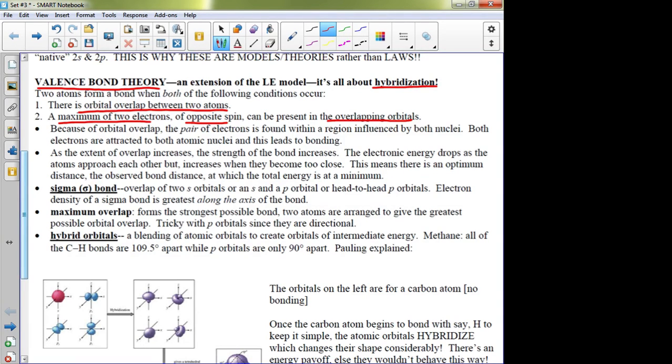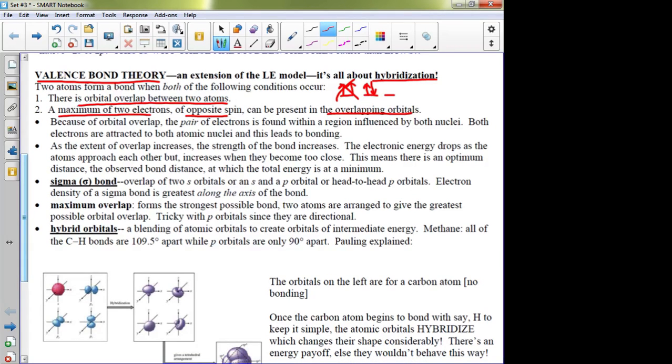Remember, opposite spins just means when I draw them out, do I draw them going up, up? No. Okay? We only draw them going up, down. We have to show that they have opposite spins. Okay? Because the orbitals are overlapping between the atoms, the pair of electrons within the overlap is going to be influenced by both of the nuclei, right? Because they're between the nuclei, which means the electrons are going to be attracted to both of the nuclei, and that's why we get a bond.